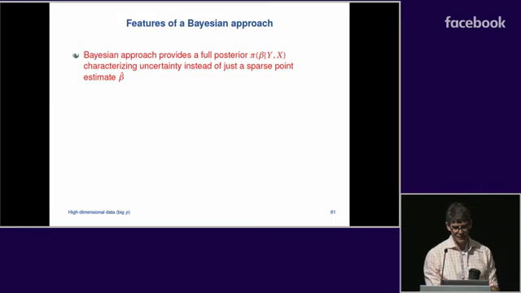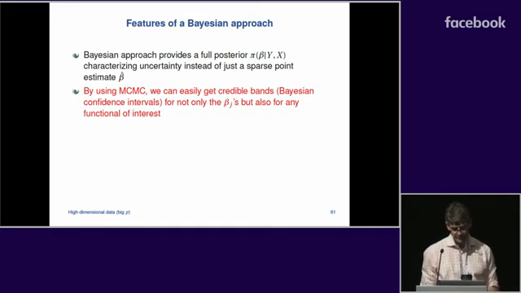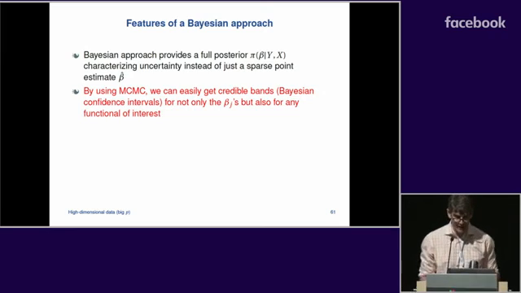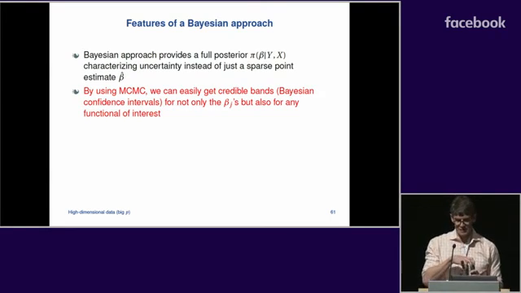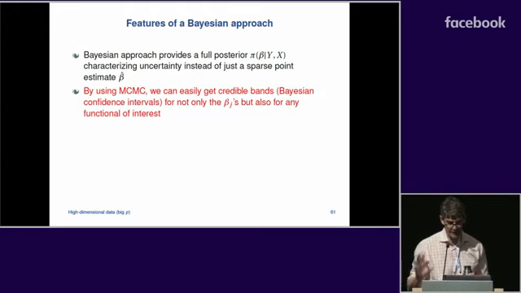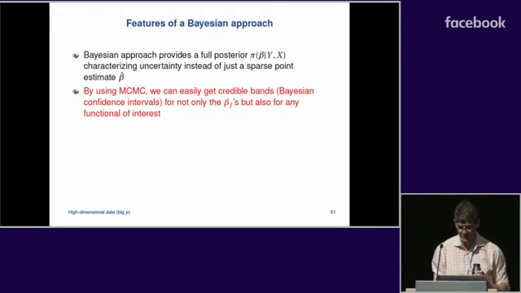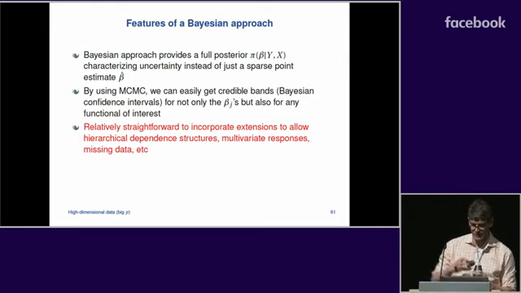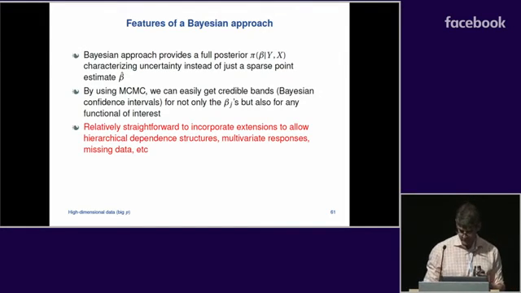So features of a Bayesian approach. A Bayesian approach provides a full posterior distribution characterizing uncertainty instead of just a sparse point estimate beta hat. And that I think is really, really important. By using MCMC, we can get credible bands, which are Bayesian versions of confidence intervals. And so we can actually characterize uncertainty for the beta j's, and for any functional of interest like the predictive distribution. And it's relatively straightforward to incorporate extensions with all sorts of bells and whistles: hierarchical dependent structures, multivariate responses, missing data, et cetera.